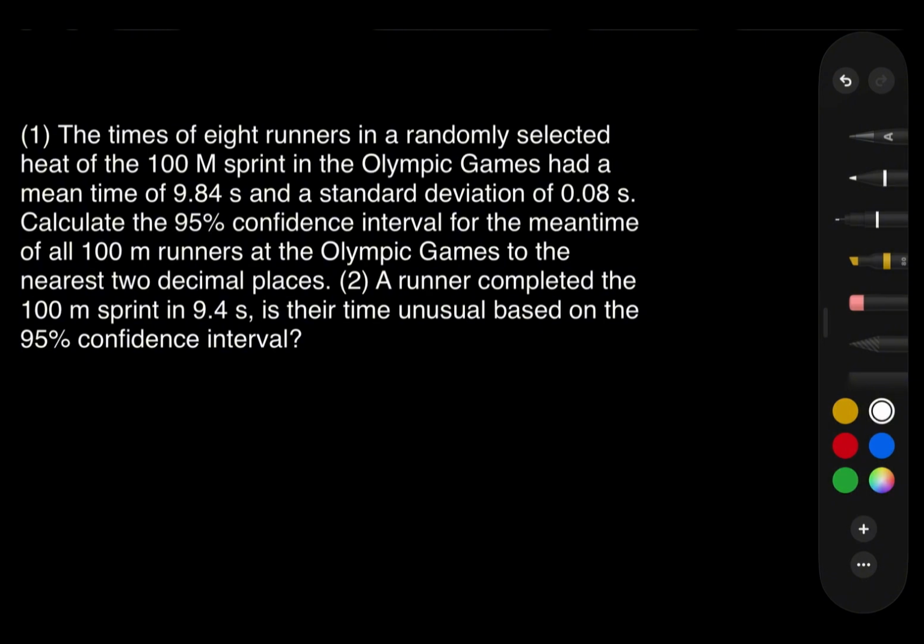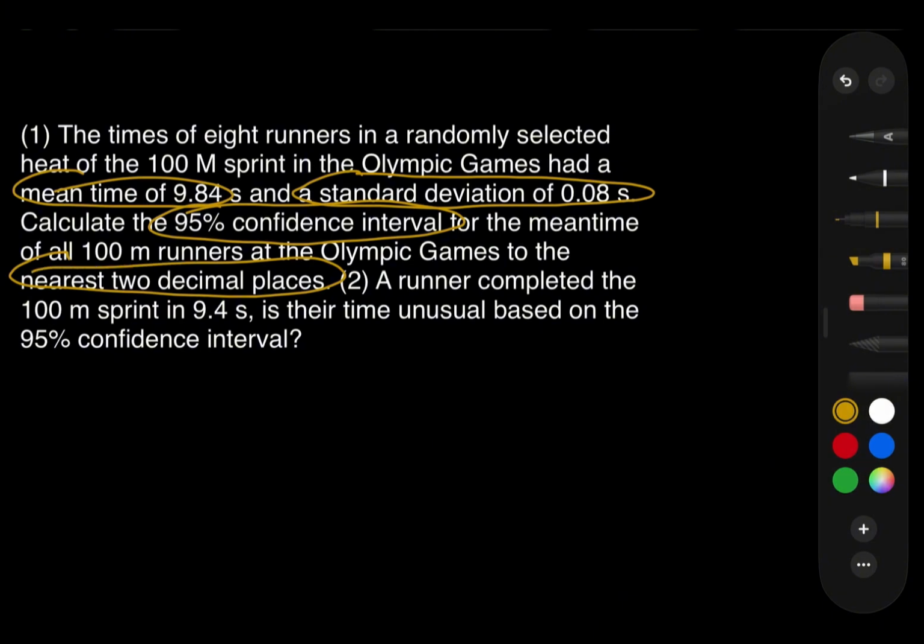The times of 8 runners in a randomly selected heat of the 100-meter sprint in the Olympic Games had a mean time of 9.84 seconds and a standard deviation of 0.08 seconds. Calculate the 95% confidence interval for the mean time of all 100 meters runners at the Olympic Games to the nearest 2 decimal places. So again, let's do part 1.